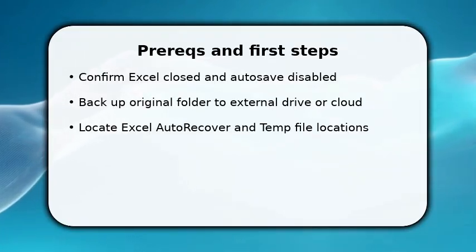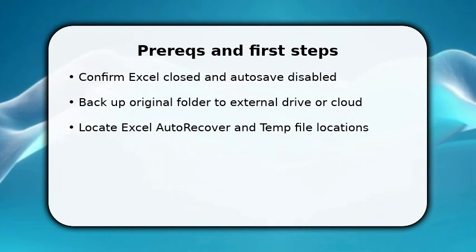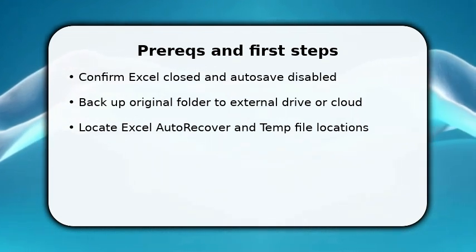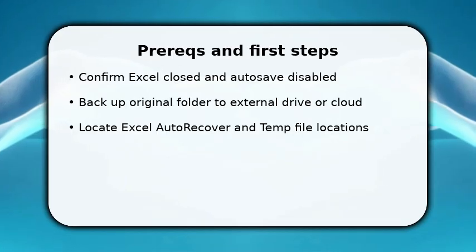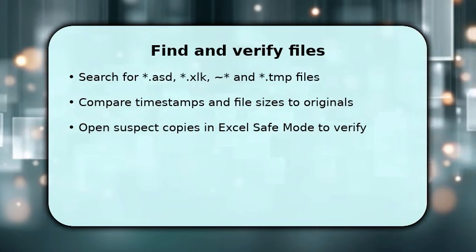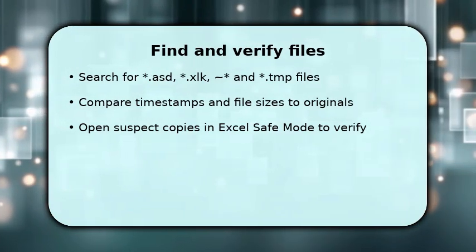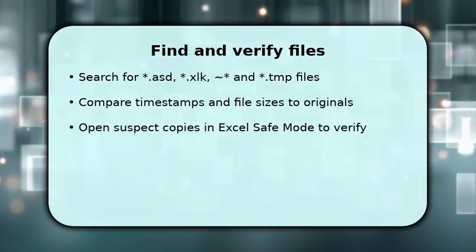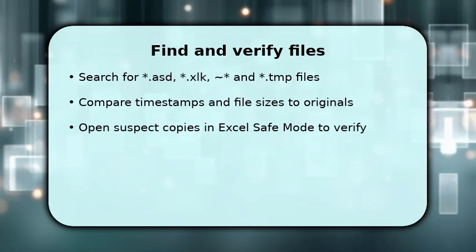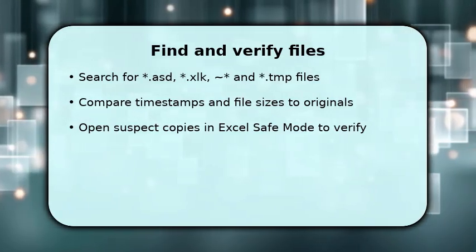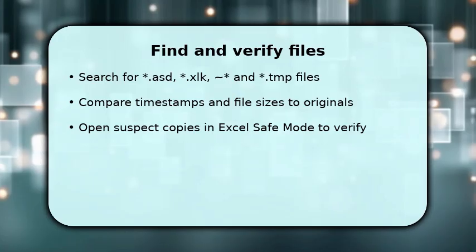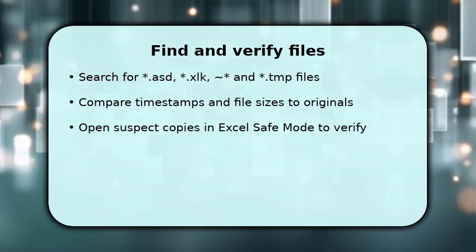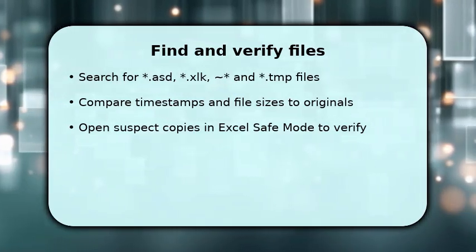Once done, make sure you can see hidden files and file extensions so you can identify exact recovery file names before deletion. You now search for Excel recovery extensions like ASD, XLK, files beginning with tilde, and TMP in the identified folders because those are typical recovery candidates. Compare timestamps and sizes to the original to confirm redundancy. Larger or newer files may be more current.